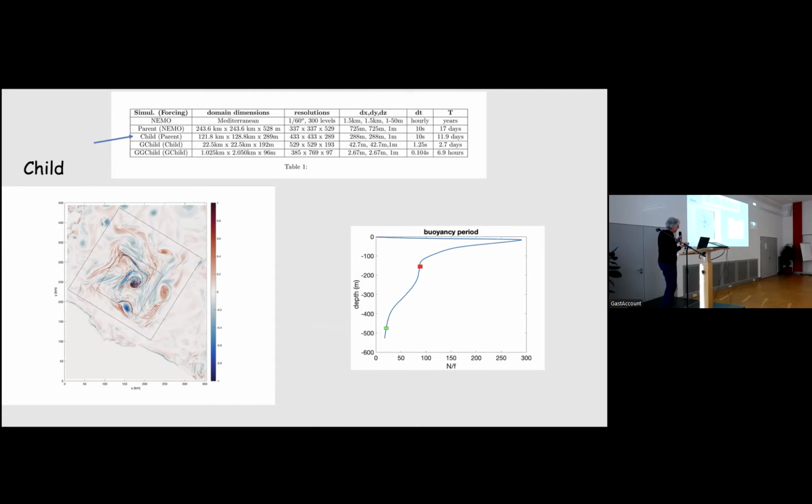Here's the next level of nesting, which we call the child. What we do is basically force our models through the boundaries. We can handle time-varying, non-periodic boundaries. We just run the simulation, and again, more structure appears, and the large scales are coming through nicely.